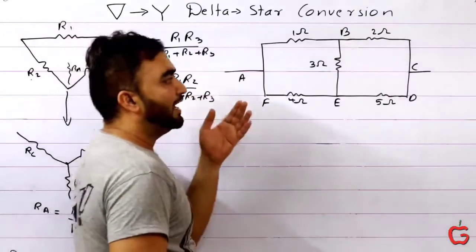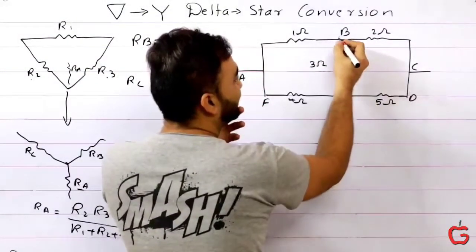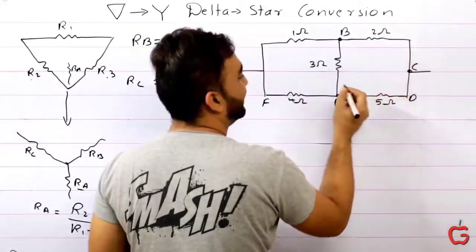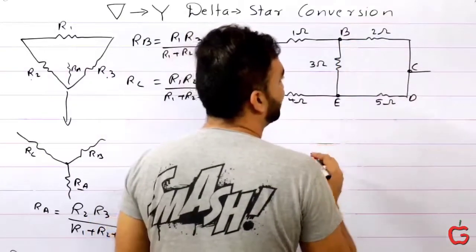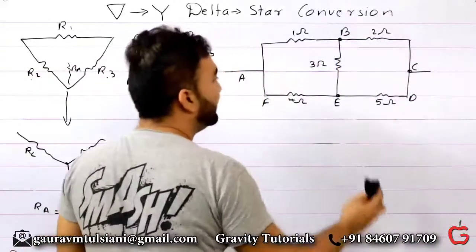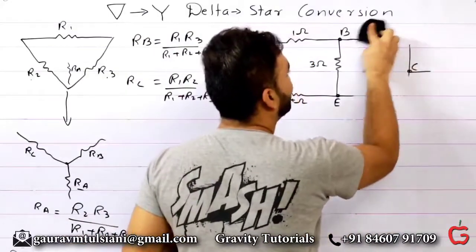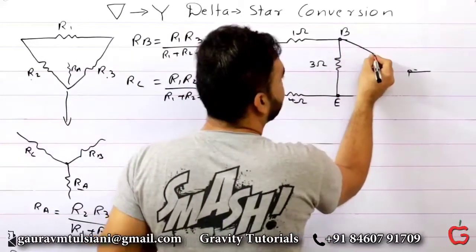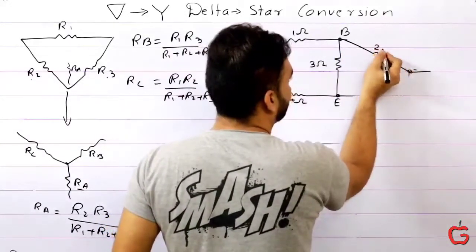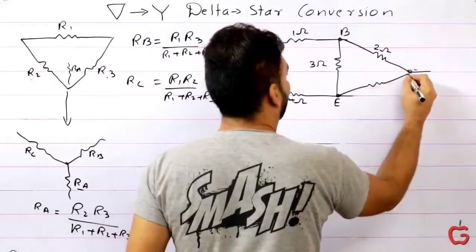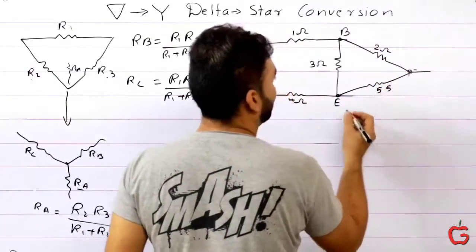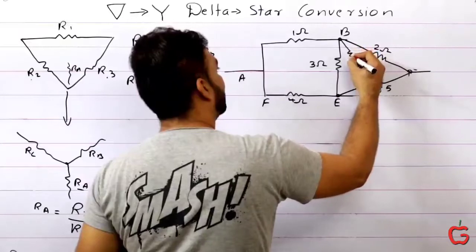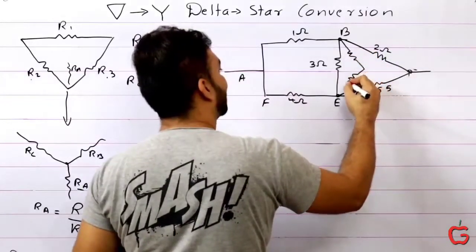So we need to find three ends. Between B and C we have 2. Between E and C we have 5. And between B and E we have 3 ohm. So we can redraw this very circuit like this. We are not changing anything. This is our 2 ohm resistor and this is our 5 ohm resistor. We can see we have a triangle here. We are going to convert this triangle to a star.